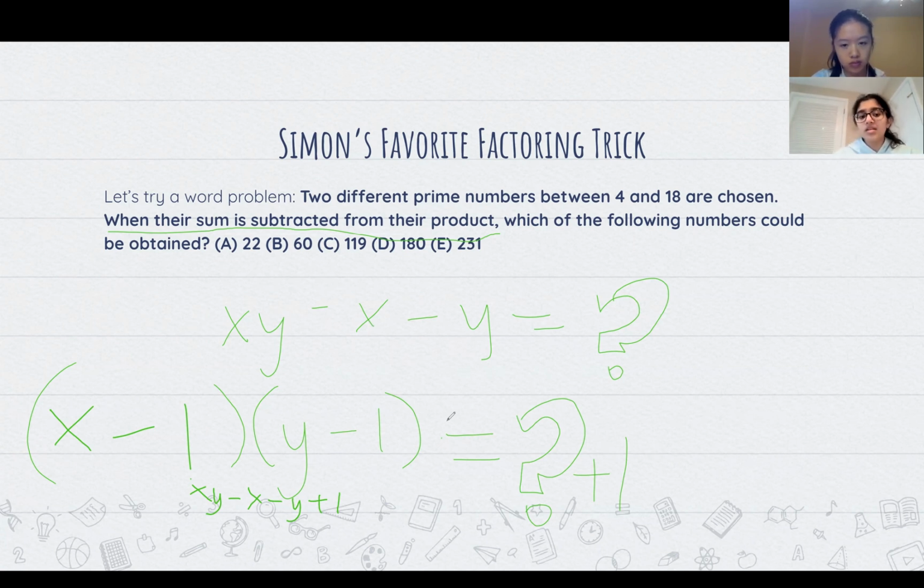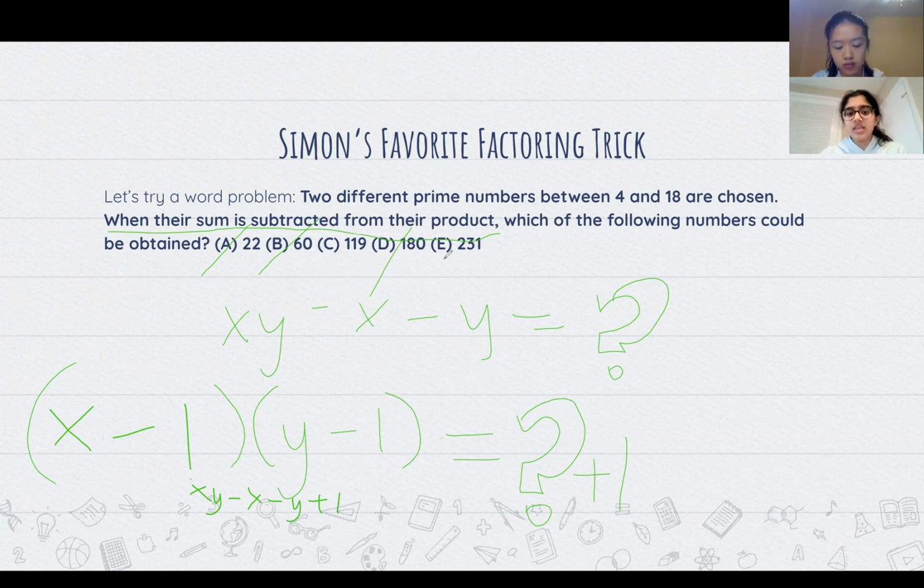So that means the question mark is going to be odd, because if you take 1 from an even, you get an odd, right? So immediately we can cross out A, B, and D, because those are even, and evens are not odds. So now it's between 119 and 231.